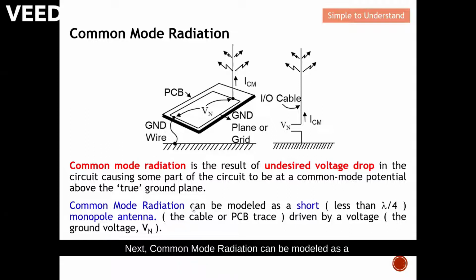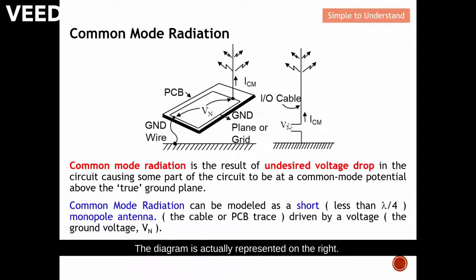Next, common mode radiation can be modeled as a short, less than a quarter wavelength, monopole antenna. This monopole antenna can be the cable or PCB track that is driven by a ground voltage, Vn. For example, at the other end of this ground, this can be a cable or PCB track, which is linked to another device. So this cable and PCB track can potentially become a monopole antenna, and basically they radiate out, which is called common mode radiation.